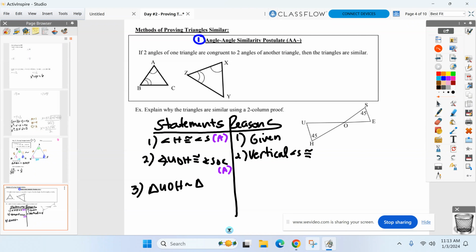UOH, and then I got to go EOS if I want to match them up. Angle, angle. Finally get to write it. Again, you want to put the tilde there, fine. If not, that's fine too. Angle, angle, reason number one, to prove triangles similar. Questions, comments, concerns? Reason two.